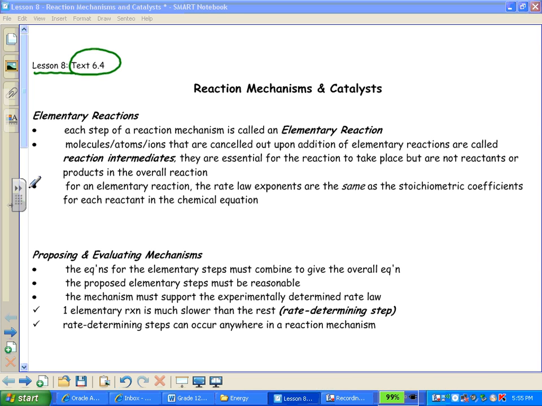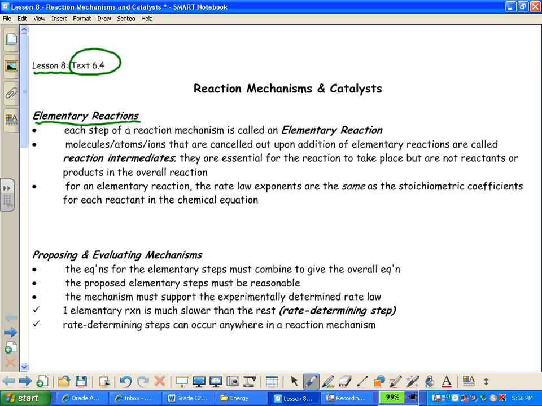So starting off, we're going to look at elementary reactions. Each step of a reaction mechanism is called an elementary reaction. Okay, so there are a bunch of reactions that add up to one. This kind of brings us back to Hess's law. We had a bunch of reactions and we finally get our target equation. So each one of those reactions is called an elementary reaction.